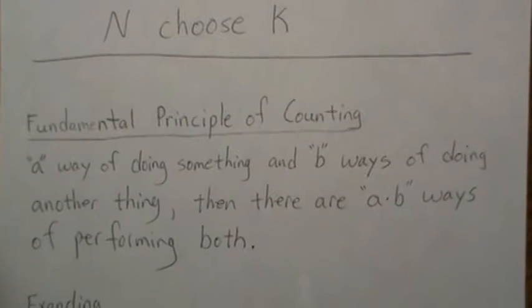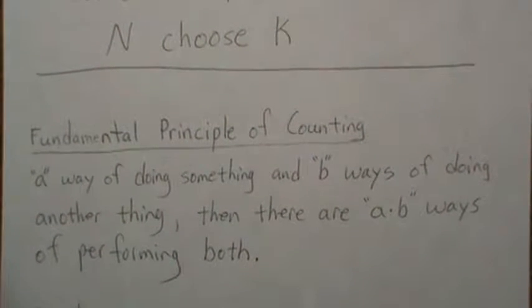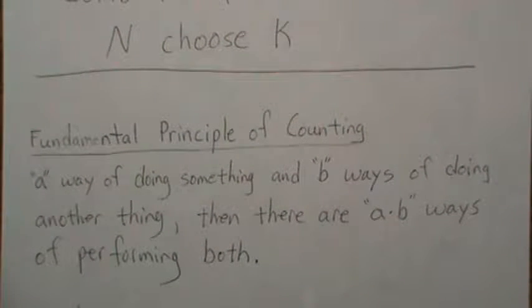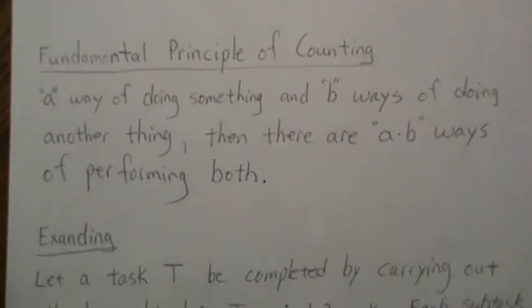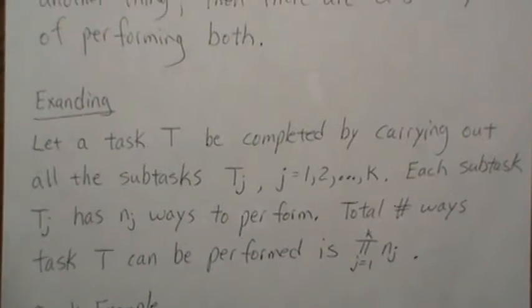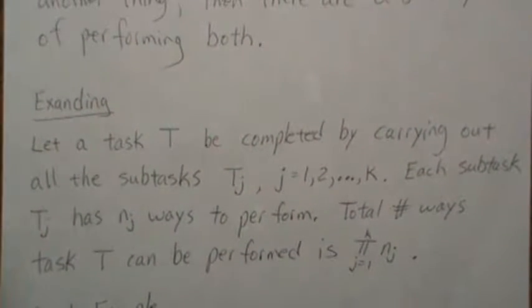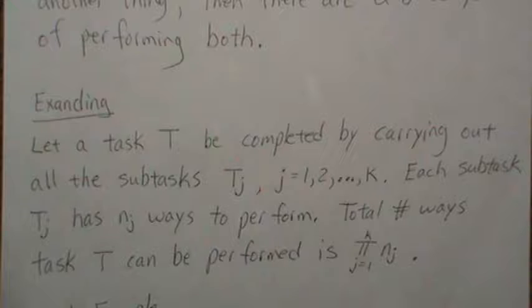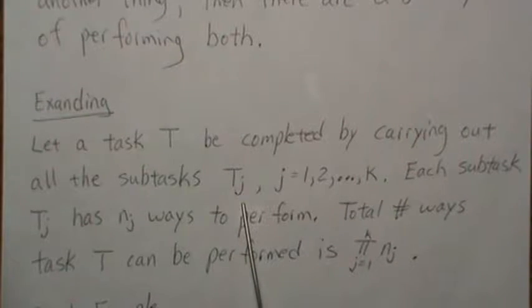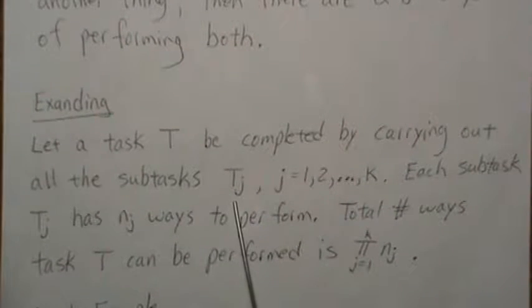First of all, we have to briefly talk about the fundamental principle of counting. That says if you have A ways of doing something and B ways of doing another thing, then there's A times B ways of performing both, okay? And that can be expanded to, let's say you have a task T, but it has to be carried out in subtasks. It's called TJ. And there's K subtasks.